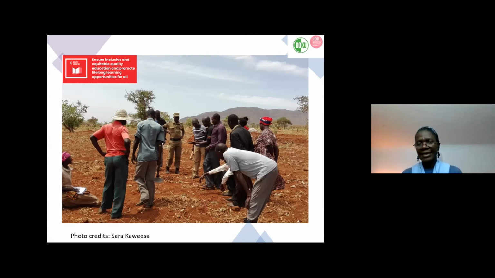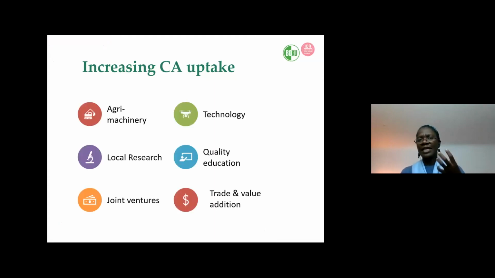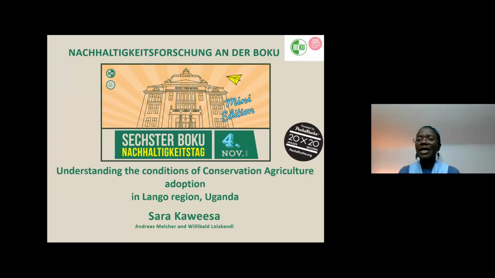So in conclusion, there's not a single bullet for increasing uptake of conservation agriculture. However, many factors have to be looked at. That is the technology, the research, the agri-machinery, trade, joint ventures, and other factors which are important for the uptake of conservation agriculture in northern Uganda.